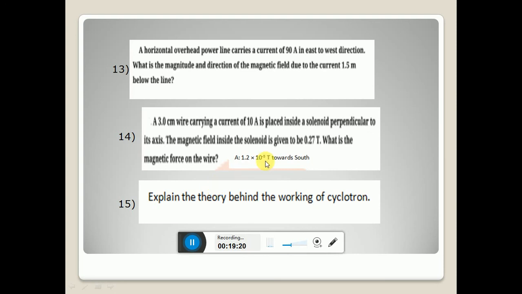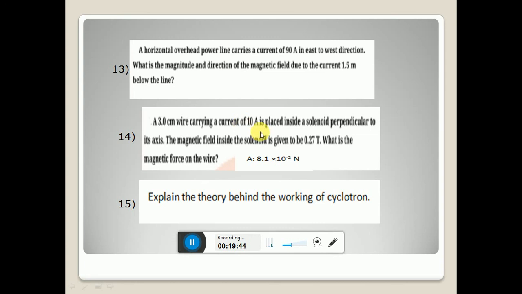If current is flowing in the solenoid, it can generate a magnetic field, and that magnetic field can affect the wire which is carrying a current of 10 amperes. So you are asked to find the force experienced by that wire when placed in the solenoid. You have to apply the equation F is equal to BIL sin theta. Here theta is 90 degrees.